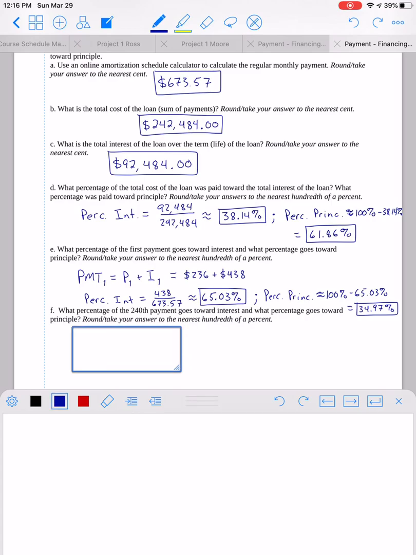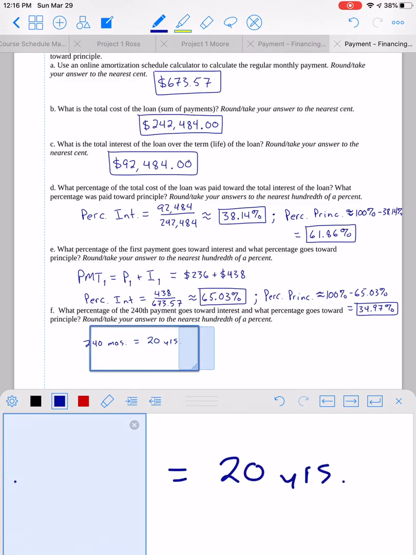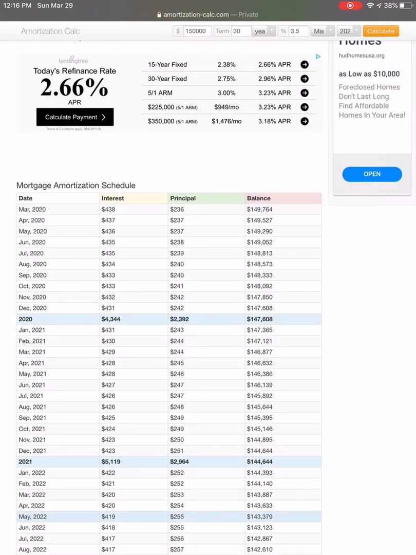Okay, so the 240th payment, these are monthly payments, so 240 months later, just make a note of this, 240 months is equal to 20 years. Okay, so we need to look 20 years later down the road in this amortization schedule. So let's go back to our calculator, have a look. So March 2020 is our first payment. Let's see, 12 payments later would be February 2021. Right? March through the following February is exactly 12 months.